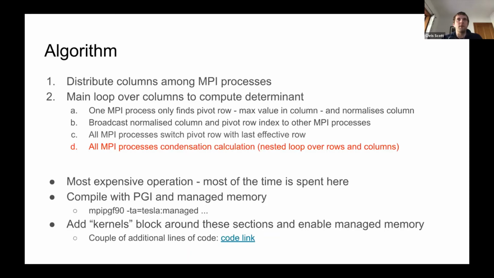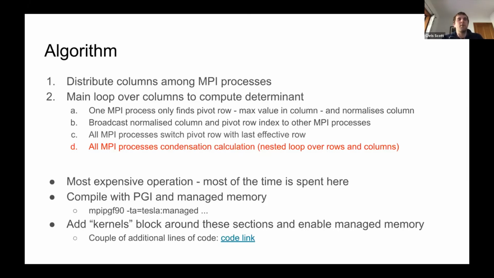What we then do is we broadcast the column to all the other ranks, so they have this extra information, and then all the MPI ranks do some calculations. This is the really expensive part of the operation, this final line in red, where everyone is doing this condensation calculation. That's where most of the time is spent. So this is the part we focused on initially, or Damien focused on initially when he was converting to OpenACC.